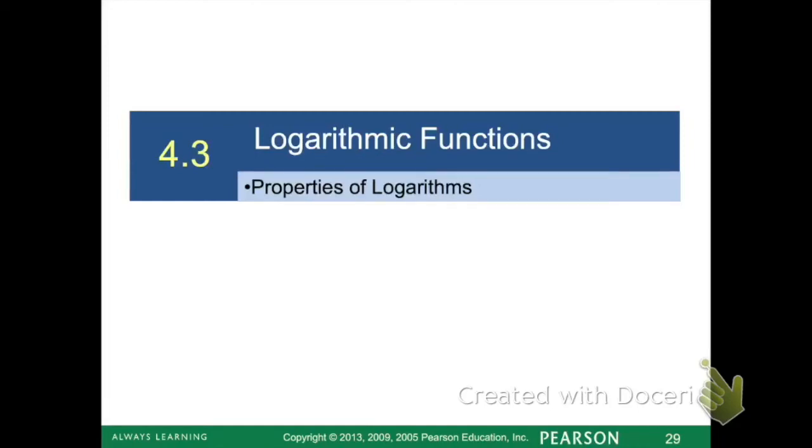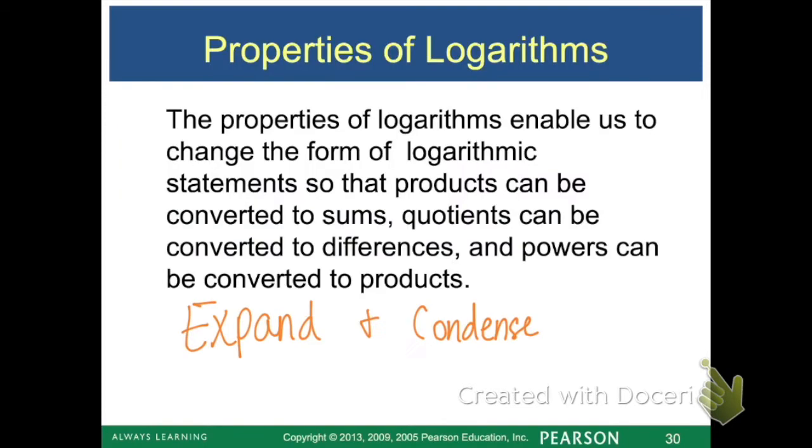Section 4.3, Logarithmic Functions, Part 3. In this part of the video, we'll be focusing on properties of logarithms. In this section, we're going to focus on properties of logs that enable us to expand or condense expressions using logs.